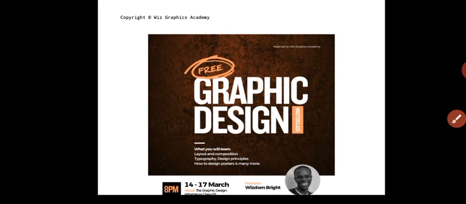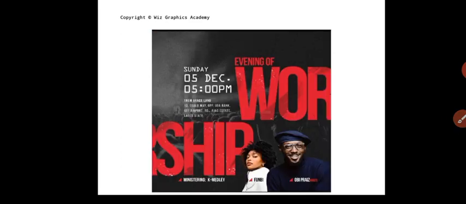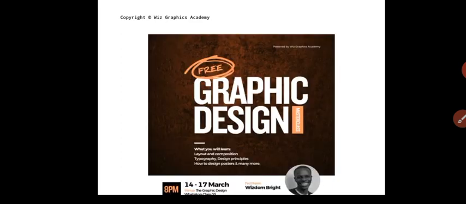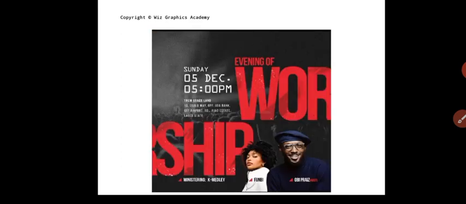So let's see another design here. But before we talk about this second design, let's go back to the first one. If you watch, there was repetition of colors here as well. It is very, very important that you apply this in your design. So let's see the second design.